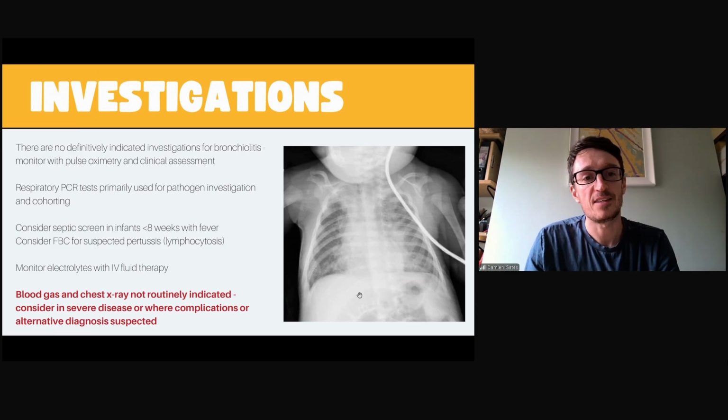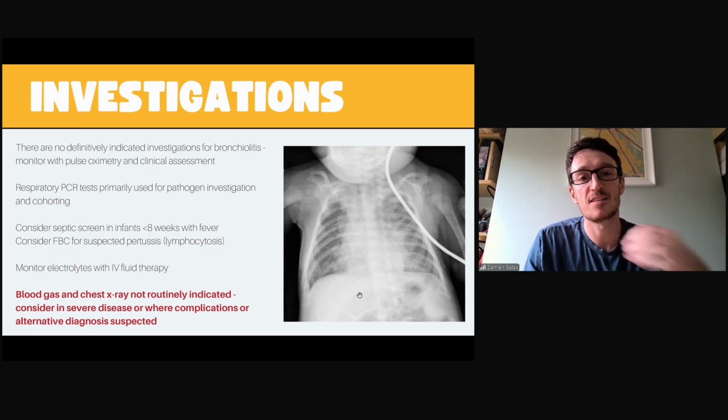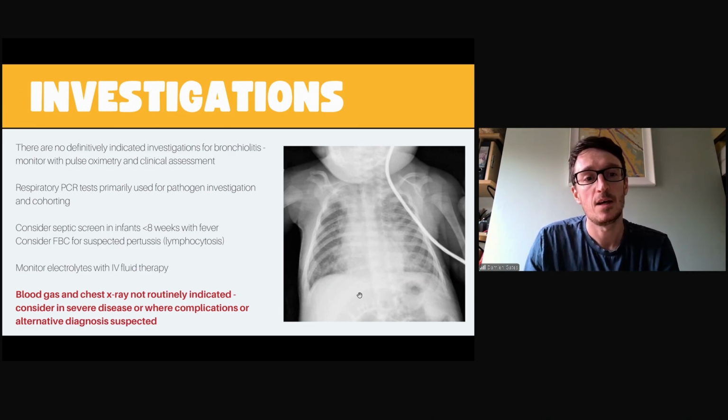Respiratory PCR tests we use to identify the pathogens, and that helps with cohorting these patients in different parts of the hospital. Other things you might want to consider: if you've got an infant who's under 8 weeks old and has fever, you probably should consider a septic screen, even if you have a feeling that this is bronchiolitis.